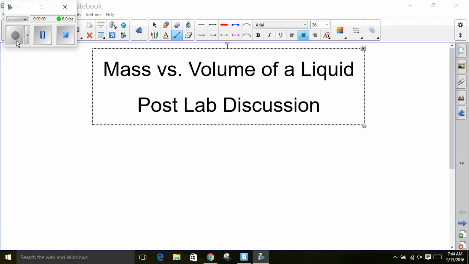In lab, you measured masses and volumes of water in order to determine how the mass of water was related to its volume. Both mass and volume are amounts of material, amounts of water, amounts of any kind of stuff. So this looks at how they're related to one another.